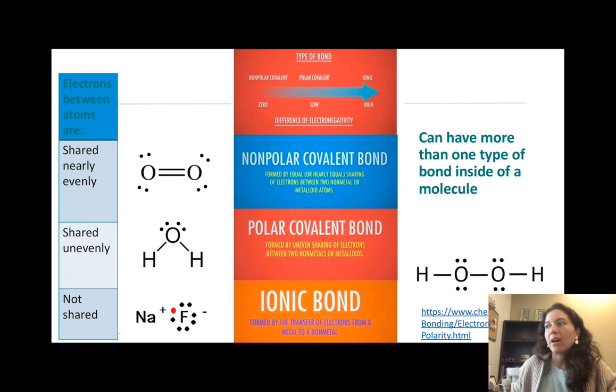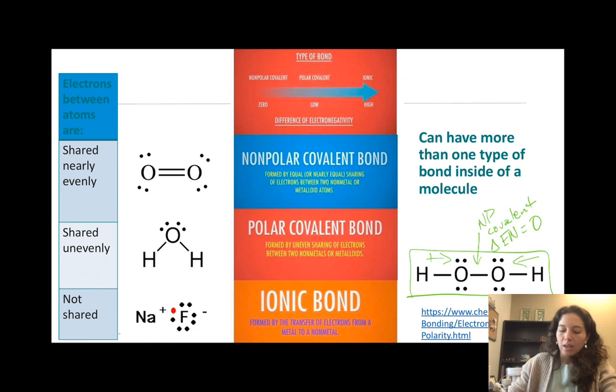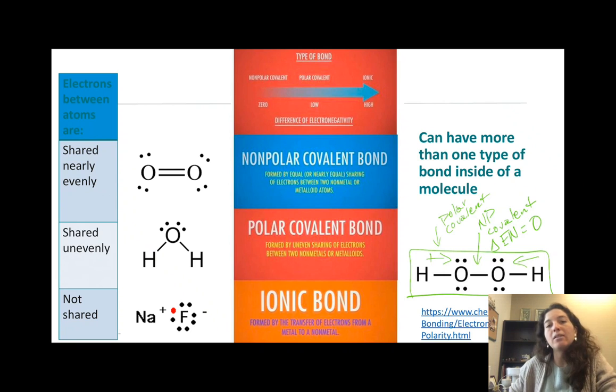Now keep in mind that molecules can have more than one type of intramolecular force. So the same way that we can have different types of dipole moments inside of a molecule, we can name these different things. So for example, this hydrogen peroxide molecule here, we've got this going on and this going on, and then we've got a nonpolar bond here because we've got an electronegativity difference of 0. And then these here are polar covalent. So you can have more than one type of bond inside each molecule.